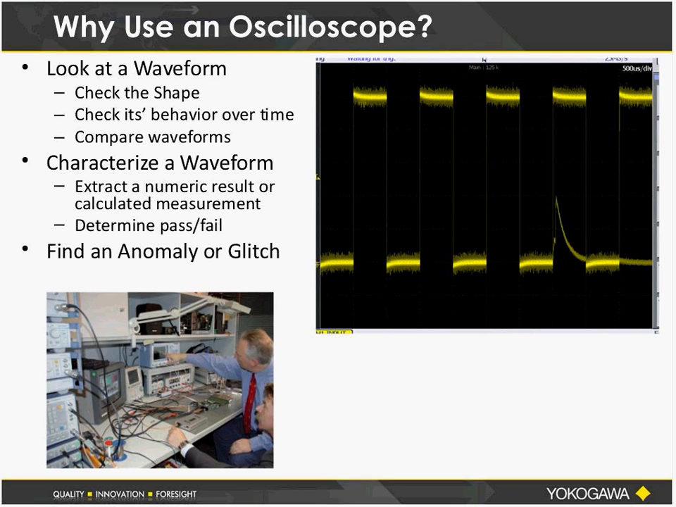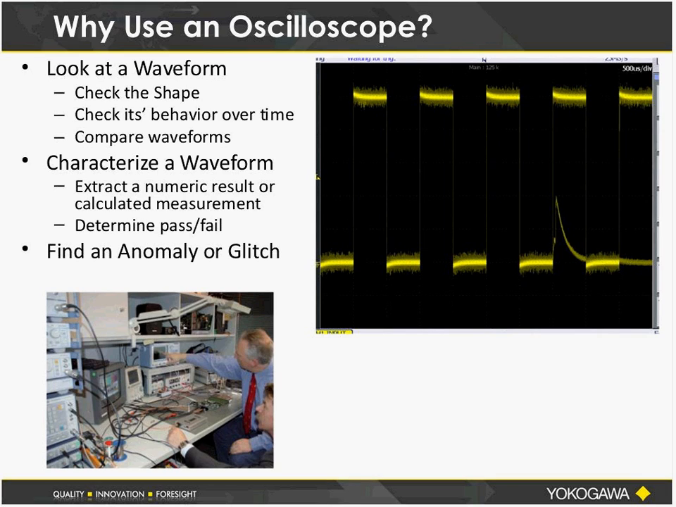The second type of application is characterizing that waveform. It's taking the next step beyond just inspecting the waveform and looking at a parametric value or a numeric value, such as what is the frequency of the signal, what is the peak-to-peak voltage of the signal, or some sort of a numeric analysis or calculation to characterize the behavior of that waveform.